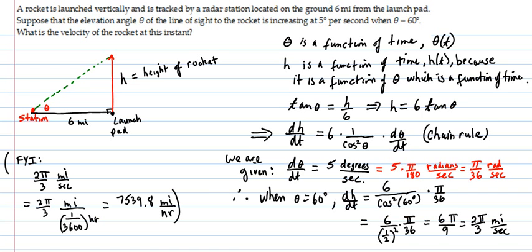A rocket is launched vertically, so it's coming up here like this, and as it does so, the angle of sight to it changes until at this point right here, the angle of sight to it is theta. So here's the rocket up here.